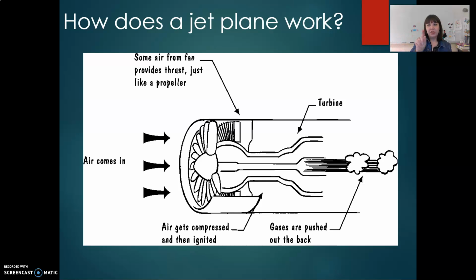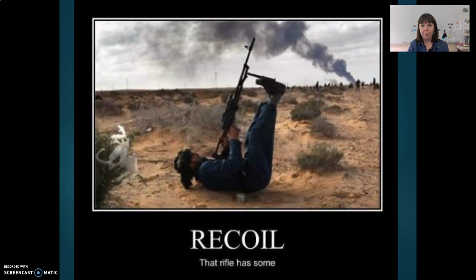Now, the gas from the jet goes backwards, and rocket ships work the same way. The gas goes one direction, but because the force is in a pair, it pushes the jet plane forward. So gases are going backwards, plane is going forwards because of Newton's third law.